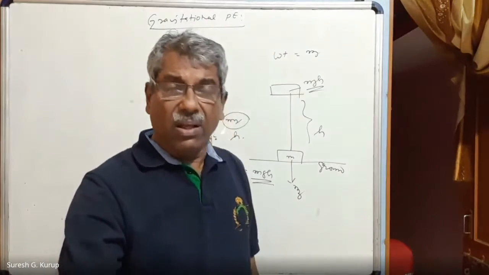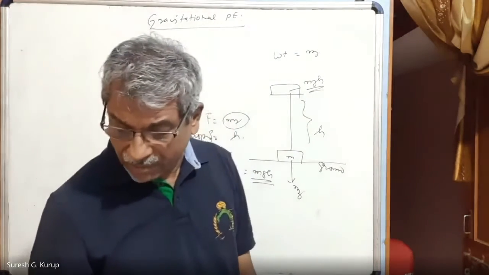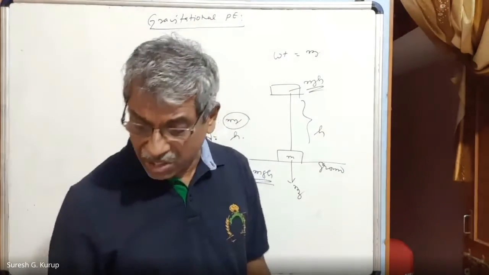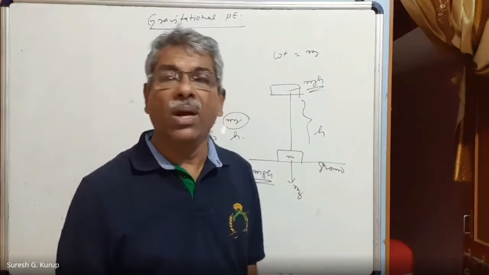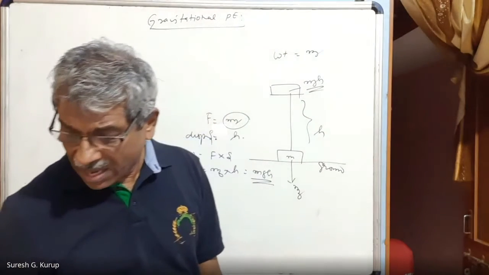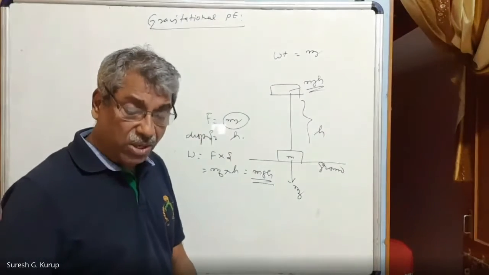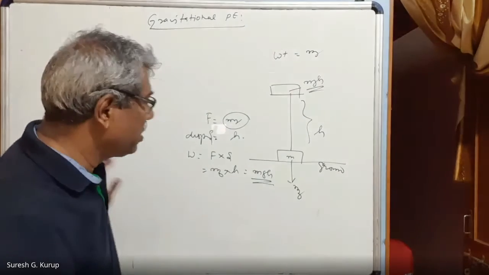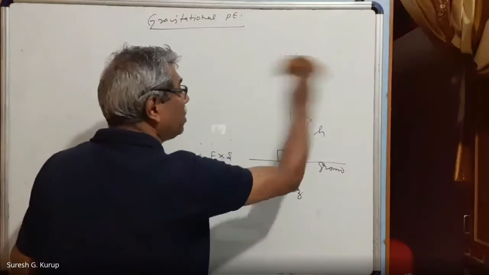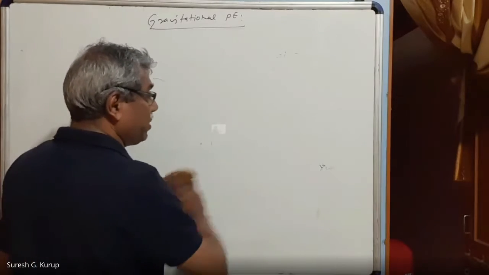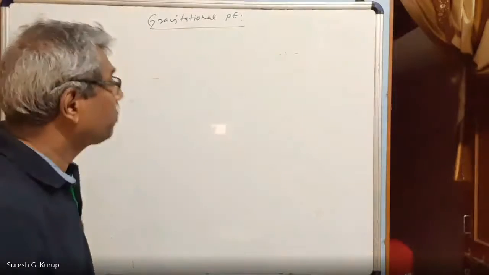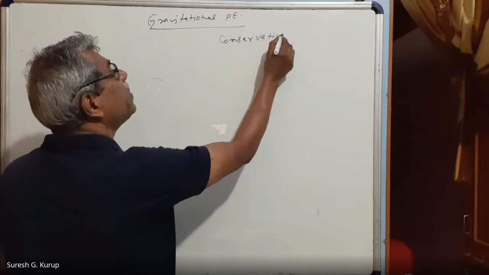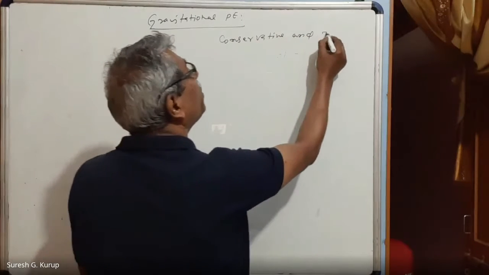Am I correct? So we are talking about a gravity force. Gravity force means it is a gravitational potential energy. In gravitational potential energy, we have to apply a force equal to the gravity force. Now we will see something about what are called conservative and non-conservative forces. That is the next topic we are going to study now. Conservative and non-conservative force.